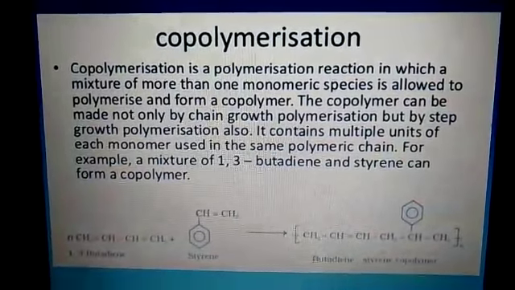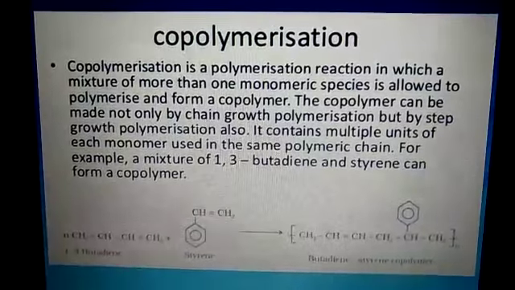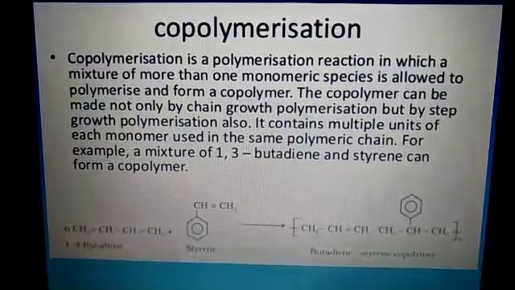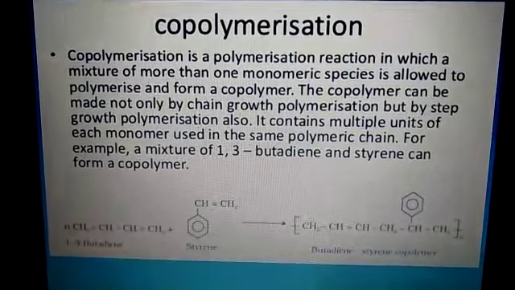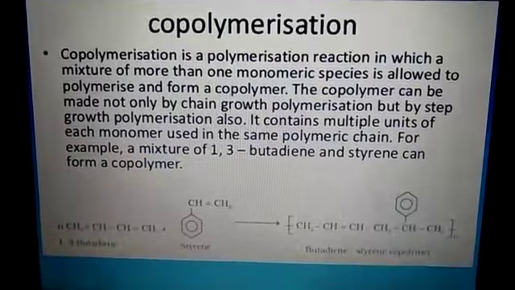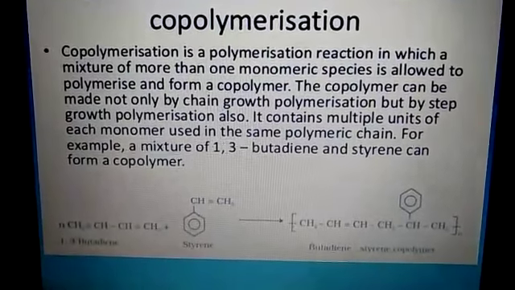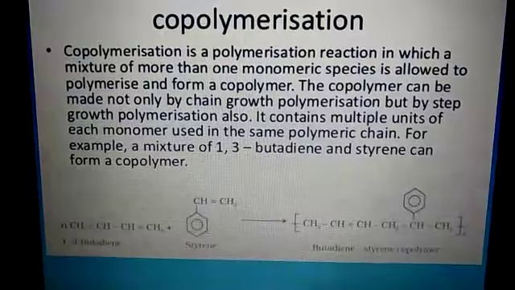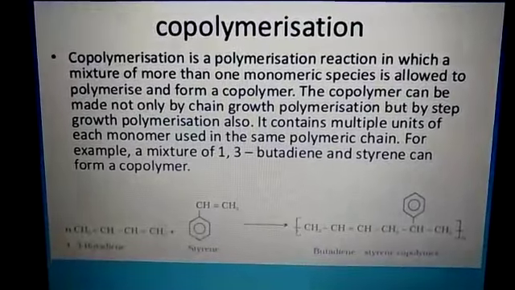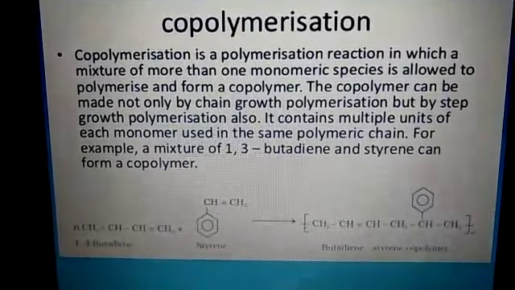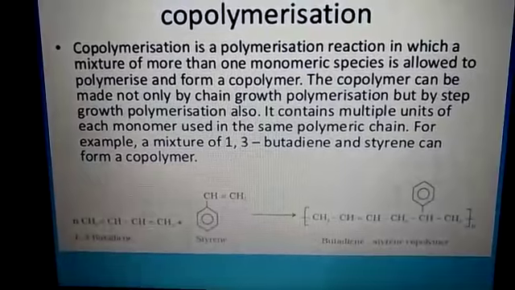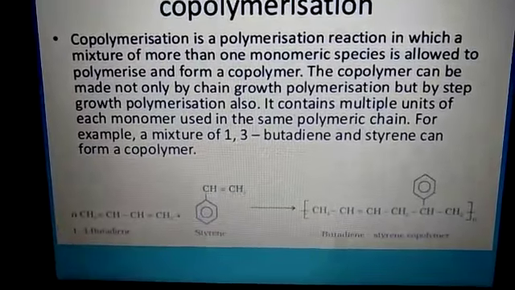Now the copolymerization. In this process, the polymerization reaction in which a mixture of more than one monomeric species is allowed to polymerize to form a copolymer. This copolymer can be made not only by chain growth polymerization but by step growth polymerization also. It contains multiple units of each monomer used in the same polymeric chains. For example, a mixture of 1,3-butadiene and styrene can form copolymers. Here the two monomers are styrene and 1,3-butadiene. They will copolymerize in presence of sodium as a catalyst to form Buna-S.